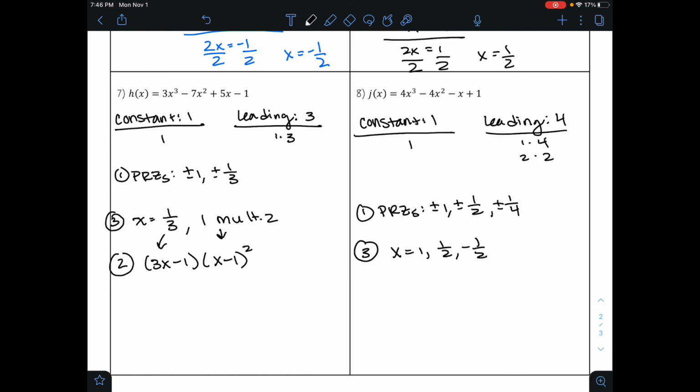From here, we want to write our factors. If 1 is a 0, then x minus 1 is a factor. If 1/2 is a 0, then 2x minus 1 is a factor. And if negative 1/2 is a 0, then 2x plus 1 is a factor.